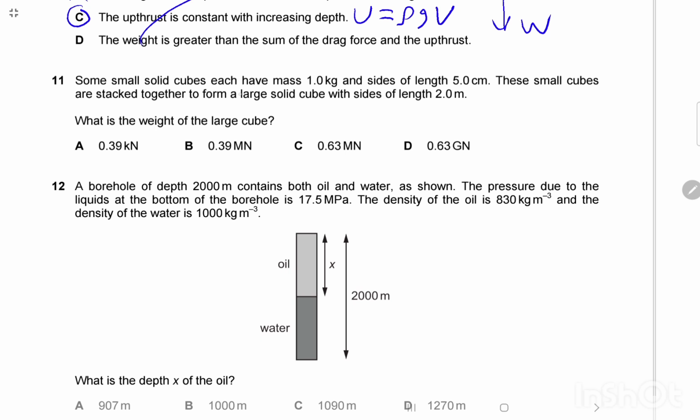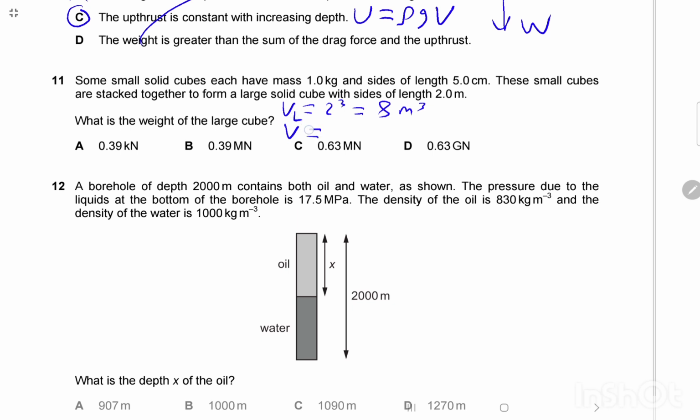Question number 11. Some small solid cubes each have mass 1 kilogram and side length 5 centimeters. These small cubes are stacked together to form a large solid cube with sides of length 2 meters. What is the weight of the cube? So here let's first find the volume of the big cube. Volume is equal to 2 to the power of 3, which is 8 meter cube. This is the volume of the large cube.